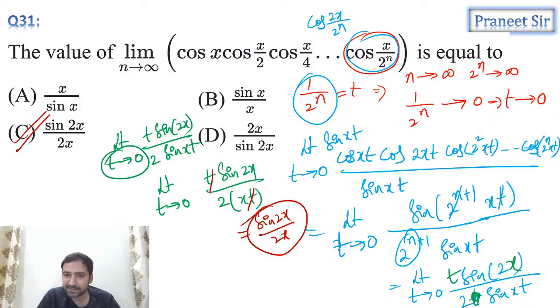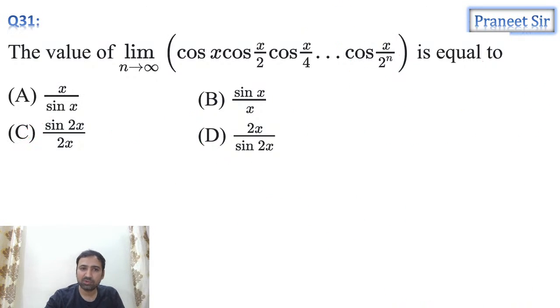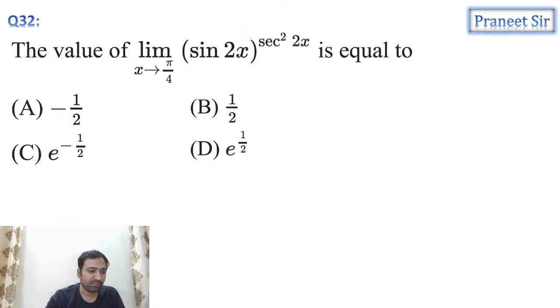Everyone understood this? We have taken this substitution (1/2)^n = t, and then we are getting the answer. Very good problem, guys. It is an advanced problem, not a mains level question. So guys, clear? Chalo, then let's do one more question. Right, let's see this question, guys.